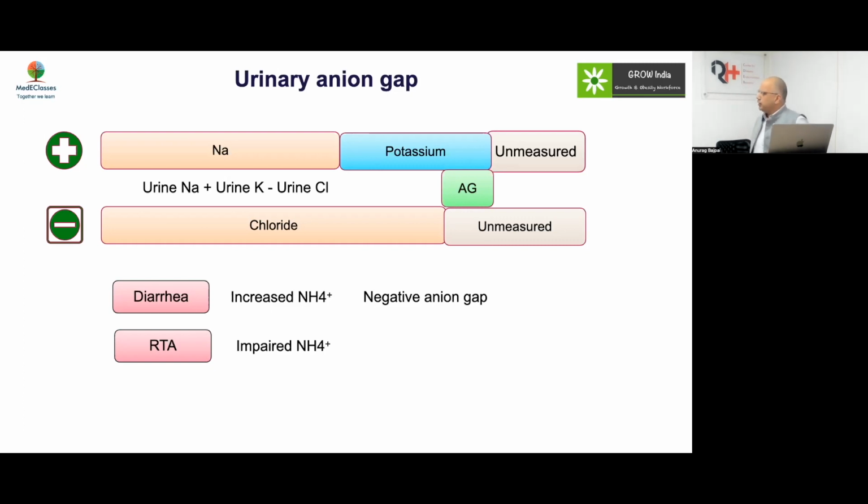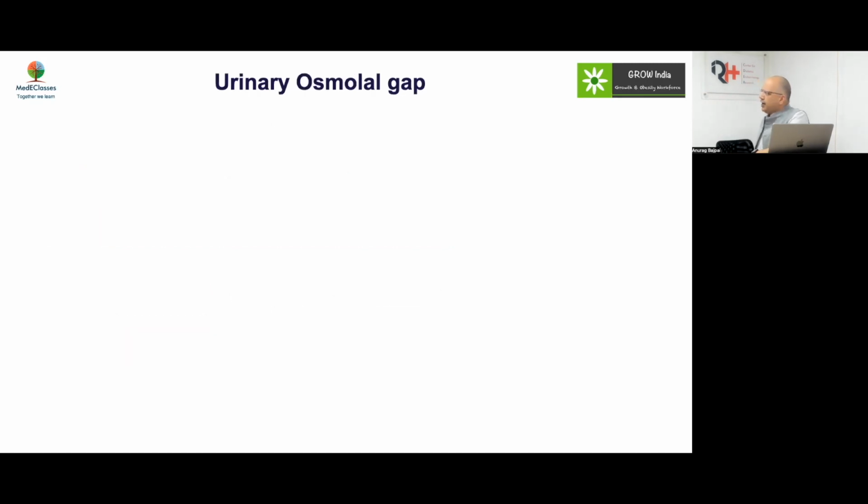So your sodium and potassium will be more than the chloride. And clearly in this scenario, you will have a positive anion gap. So this anion gap in the urine is a good test in terms of identifying. There's another very interesting term, the urinary osmolar gap.